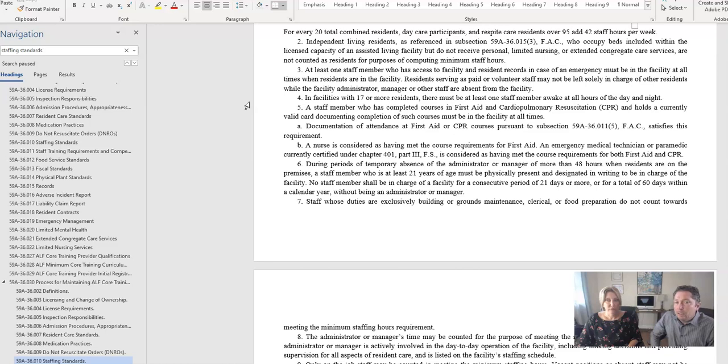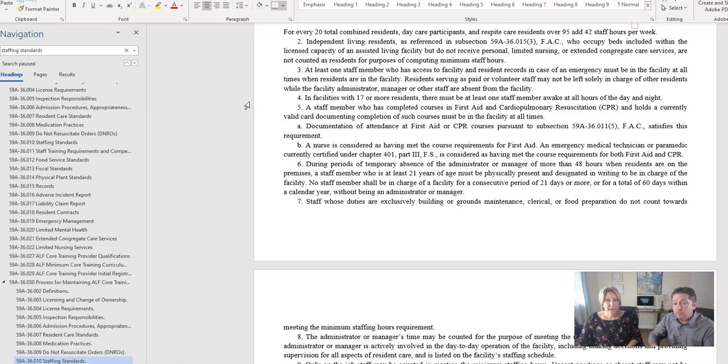Independent living residents who occupy beds included within the licensed capacity of an assisted living facility but do not receive personal, limited nursing, or ECC care services are not counted as residents for the purposes of computing minimum staffing hours. So on your resident census, when the state comes in, they're going to say, give me your resident census. I want a list of your residents. You will have a column that says independent. And don't be surprised if they go and check that person and see if they are independent.